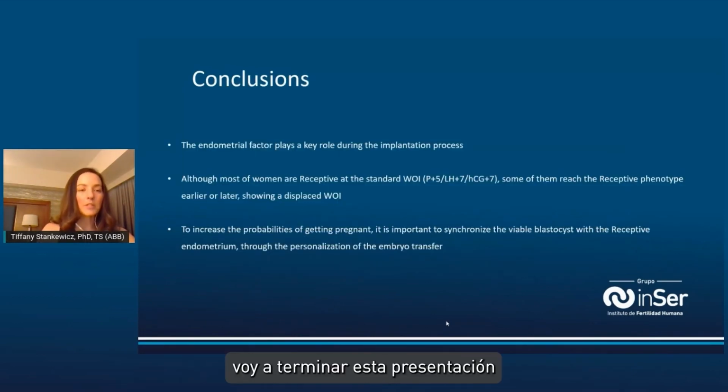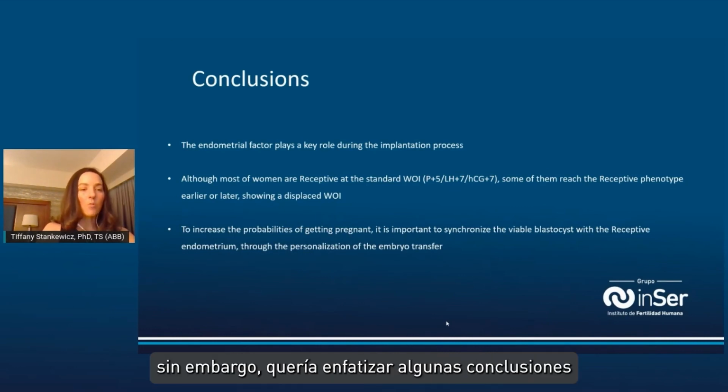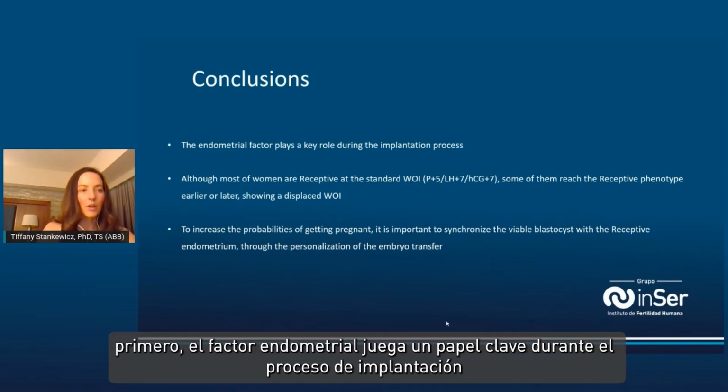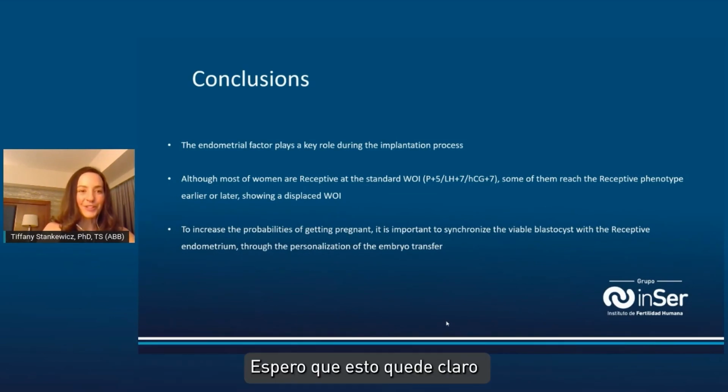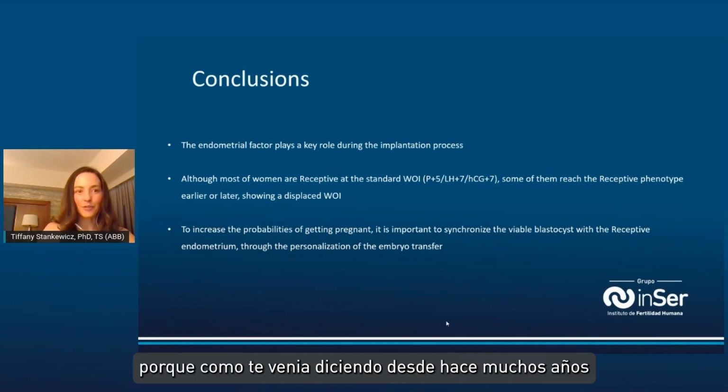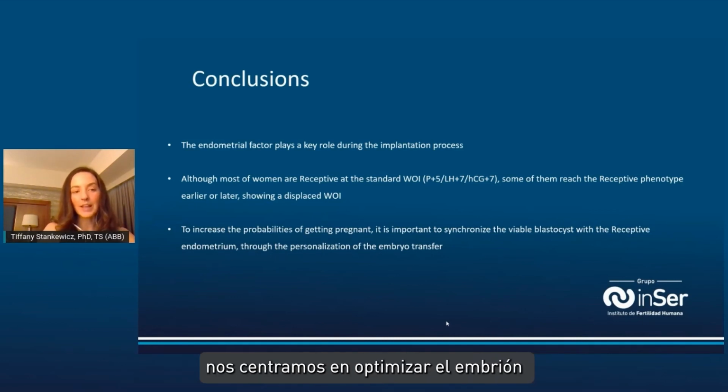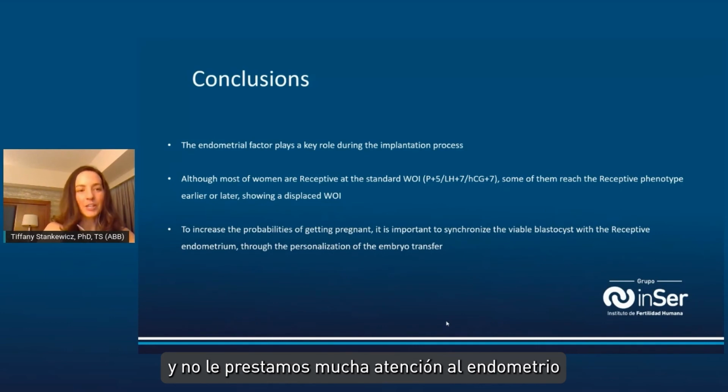Now, I'm going to wrap up this presentation. However, I wanted to emphasize some conclusions. One, the endometrial factor plays a key role during the implantation process. I hope that this is clear because, as I was saying, for many years, we focused on optimizing the embryo and not giving much attention to the endometrium.